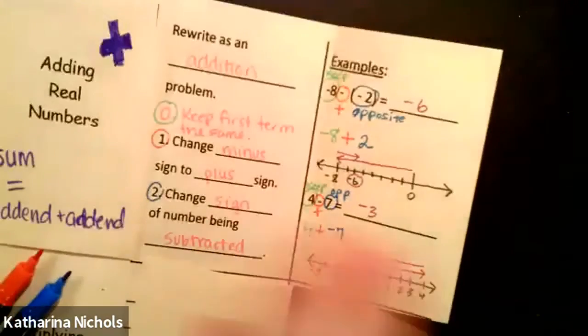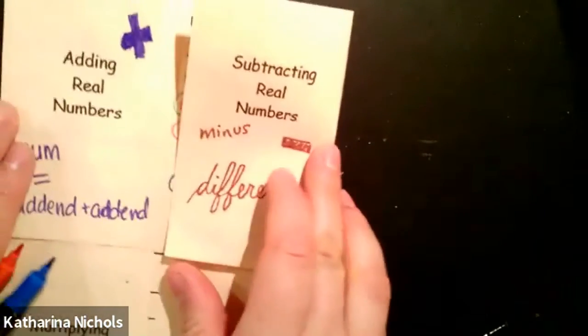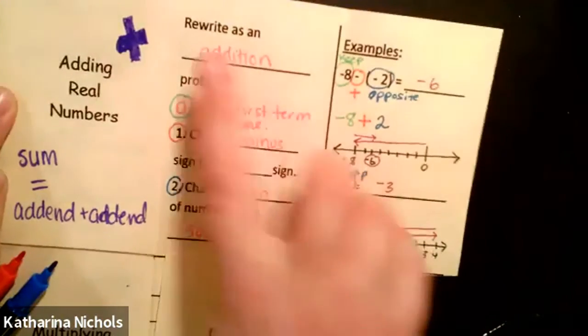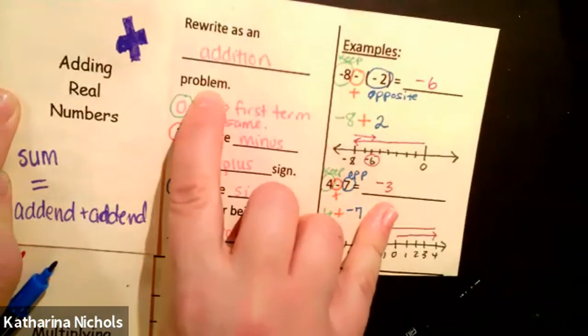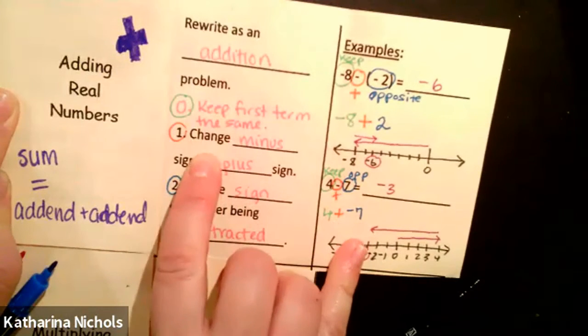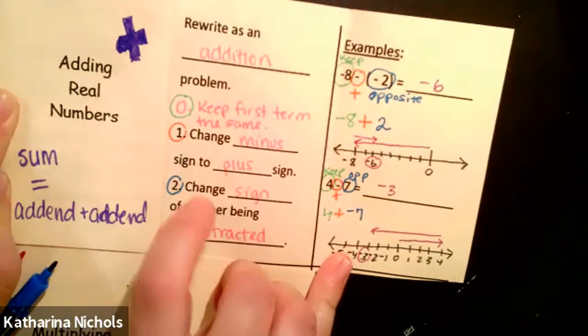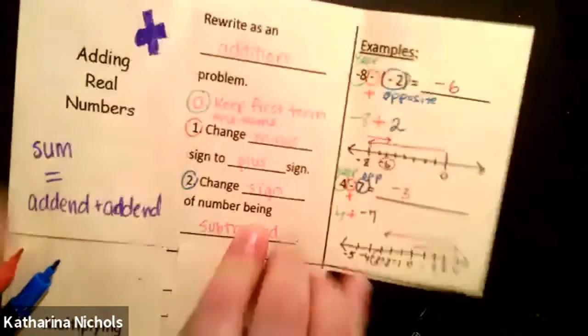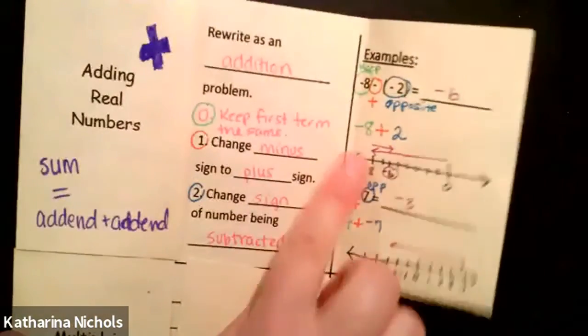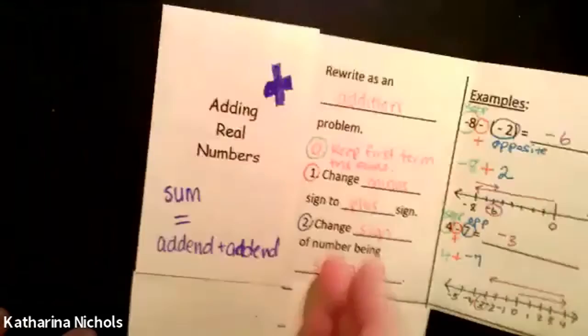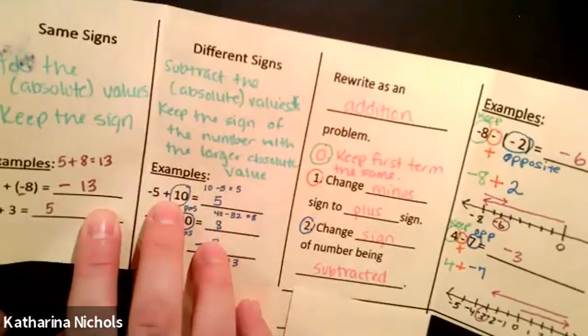In summary, if you're subtracting real numbers, rewrite your problem as an addition problem by keeping the first term the same, changing the minus sign to a plus sign, and then changing the sign of the number being subtracted. After that, you could use a number line, yellow and red counting circles, or your strategies for adding real numbers.